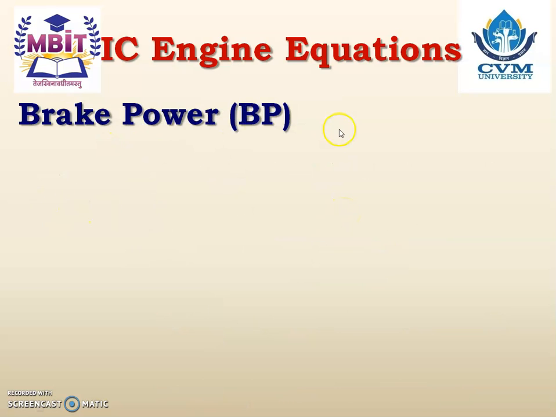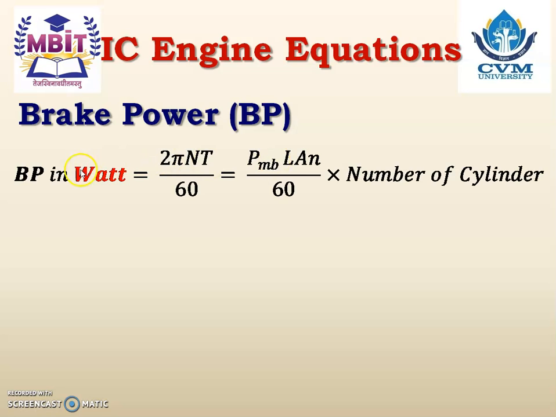Now the brake power. Brake power in watt can be calculated using two equations. The first equation is brake power is equal to 2 pi NT by 60, and another equation is brake power is equal to PmB LAN by 60 multiplied by number of cylinders. So according to the data given in the numerical, we are required to use either first equation or second equation.